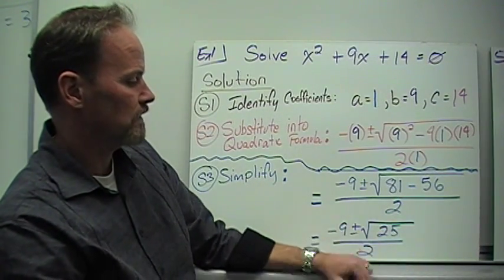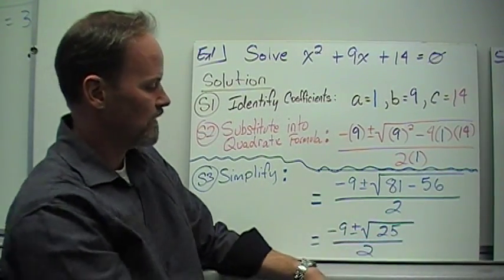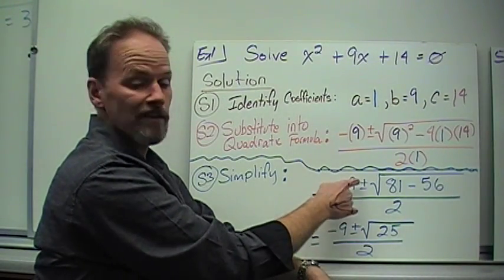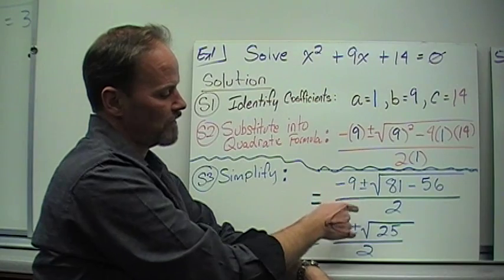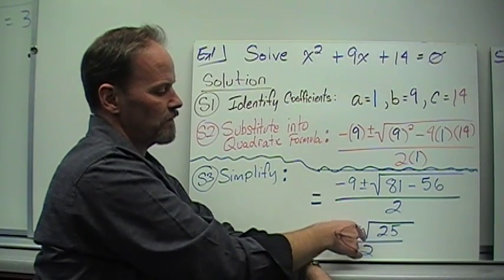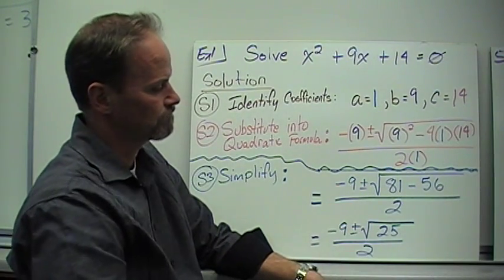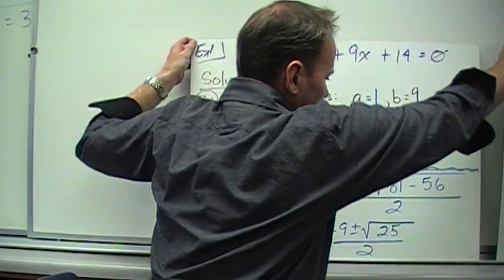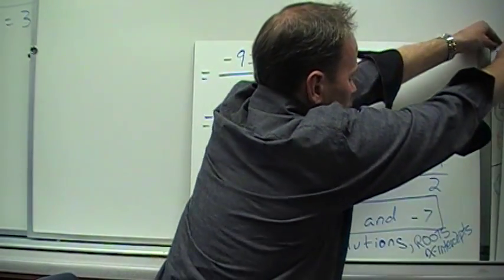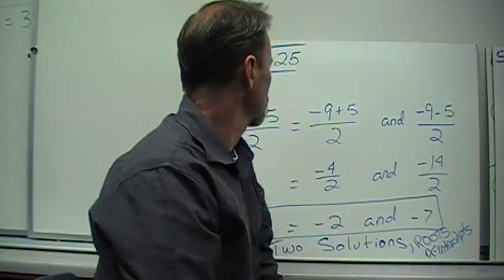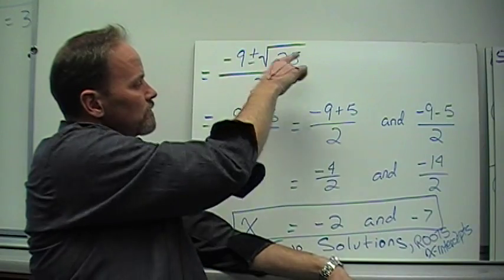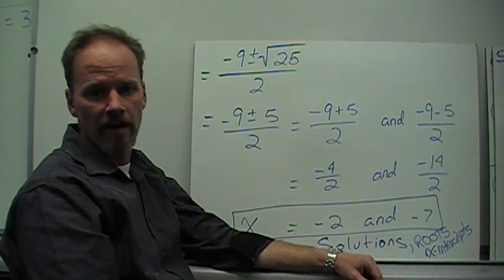We simplified it from here to here, and we simplify this part in the next step. And you can see we get the square root of 25. Everything else is still the same: negative 9 plus or minus the square root of 25, over 2. So far, so good. I rewrote it up here for you. This is where we started, and we're going to simplify all the way.